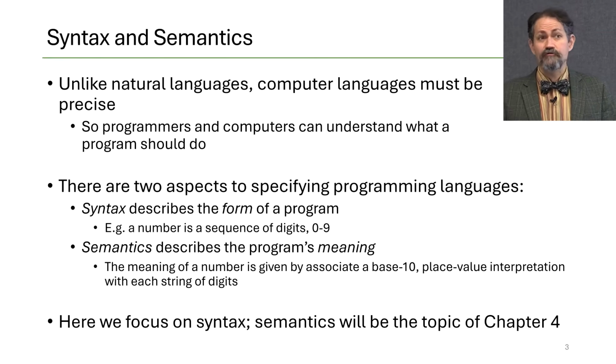The syntax describes the form of a program. For example, a number is a sequence of digits where the digits are 0 through 9, whereas the semantics describes the program's meaning. So the meaning of a number is given by associating some kind of base 10 place value interpretation with each string of digits. Here, we'll focus on syntax, whereas semantics will be the topic of Chapter 4 in a future lecture.